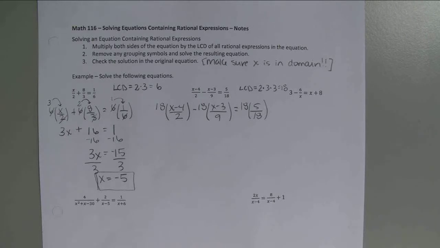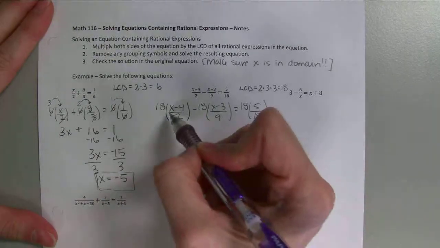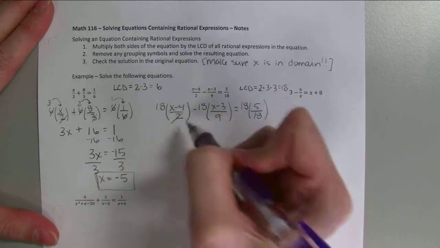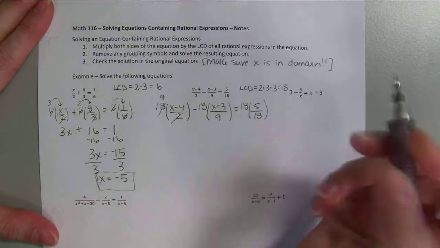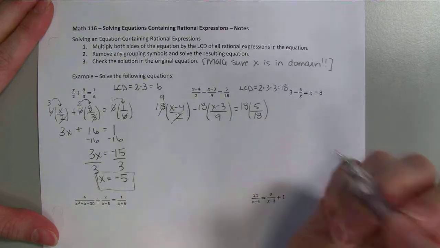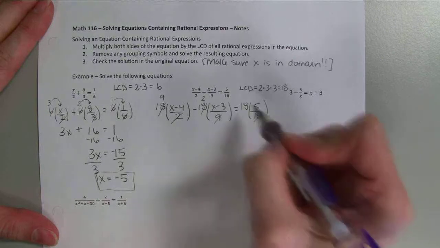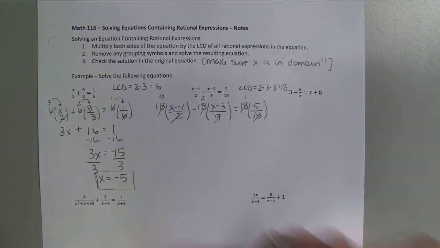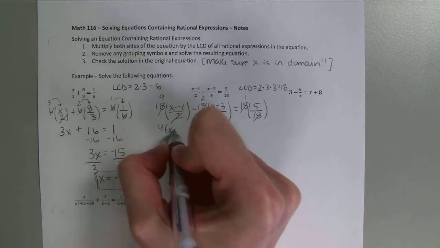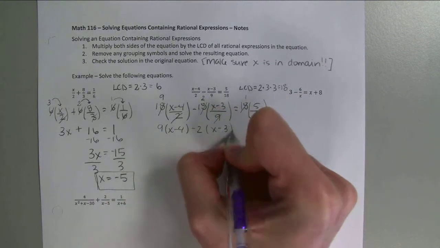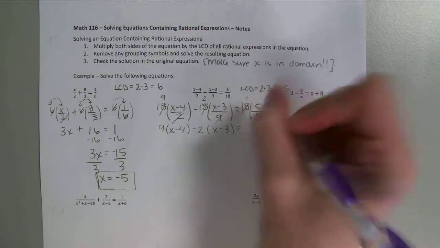Alright, so once we do this, we're going to go back through and ask how this knocks out the denominators. How many times does 2 go into 18? 9 times, so the 2 will disappear and the 18 will turn to a 9. How many times does 9 go into 18? 2, so the 9 will disappear and that will change to a 2. And then how many times does 18 go into 18? 1. So what remains will be 9 times the quantity x minus 4, minus 2 times the quantity x minus 3, equals 1 times 5, or 5.